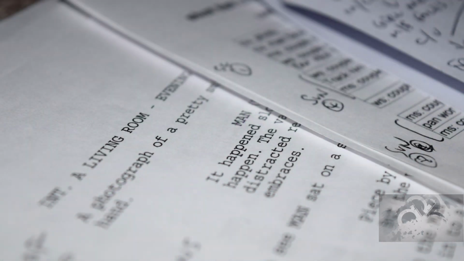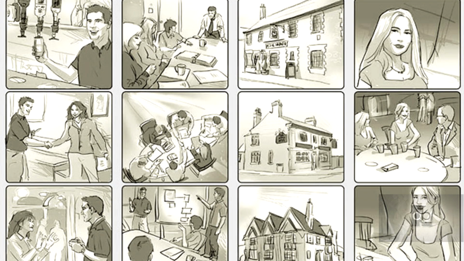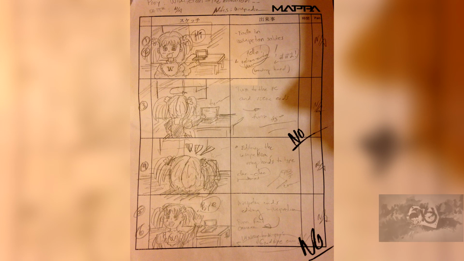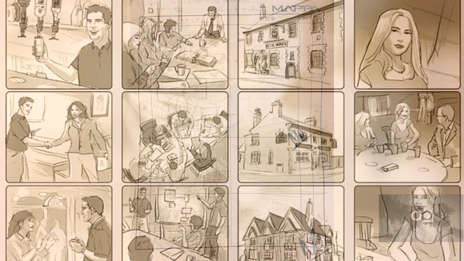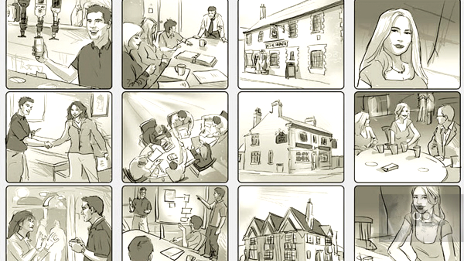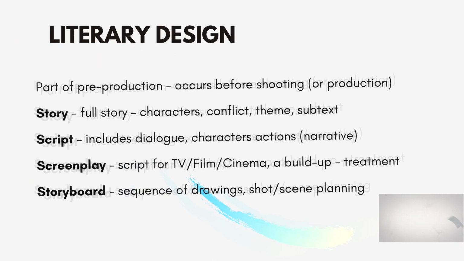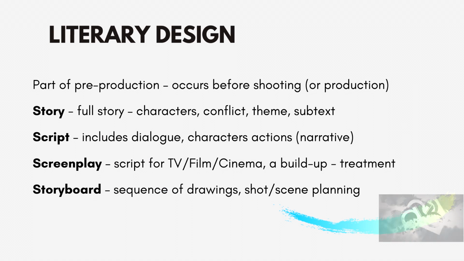A script normally includes dialogue and character actions, and a screenplay delves deeper into treatment as well as shot selection. A storyboard is an extremely important part of the literary design. A storyboard is a sequence of rough sketches and drawings and a comprehensive shot and scene planning. It gives you the whole film on paper and you know your finished product completely. These are a few of the important elements at the pre-production stage.